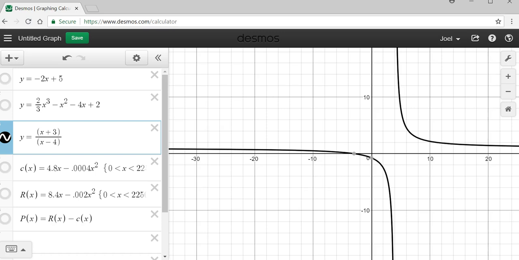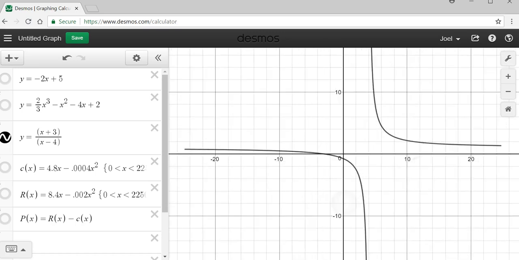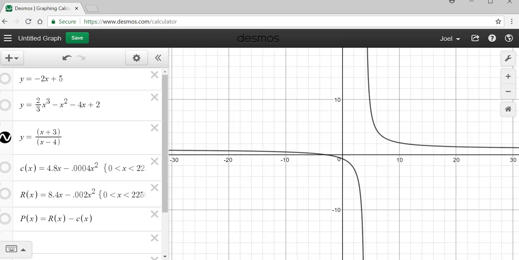So it's decreasing everywhere except right there at 4, 2, 4, 6, 8, 10. It's got a number of 4. So at 4, there's an asymptote. So it's not decreasing there, but it's decreasing everywhere else.